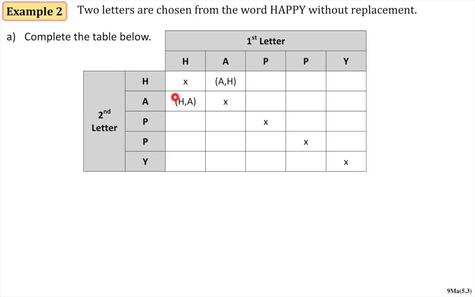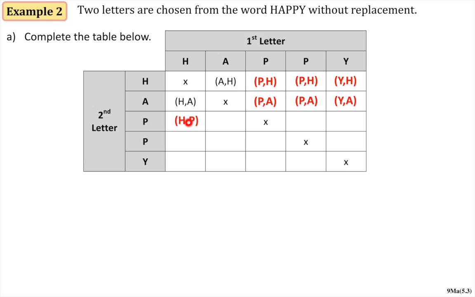This A you can't use twice. That's why there's a cross. The first P you can't use twice. The second P you can't use twice, and you can't use Y twice. What you could get was the letter A and the letter H when you picked out your 2 letters. Or you could get the letter P followed by the letter H. Remember, the first letter is P, the second letter would be H. You don't need to put the brackets and the commas. You could go AH, PH. This would be PH again because you've got 2 letter P's. YH, PA, PA, YA.